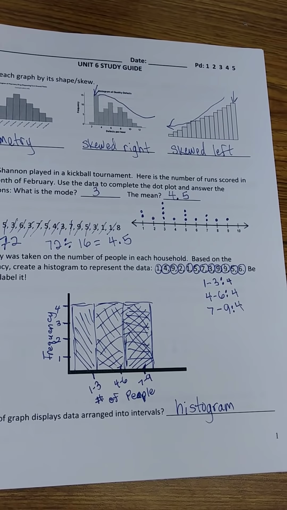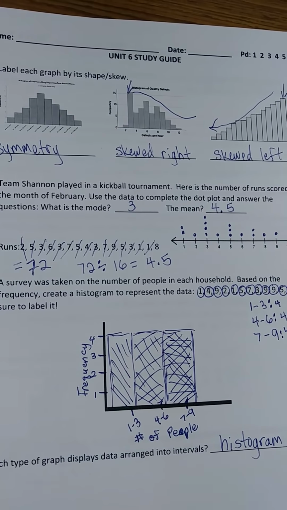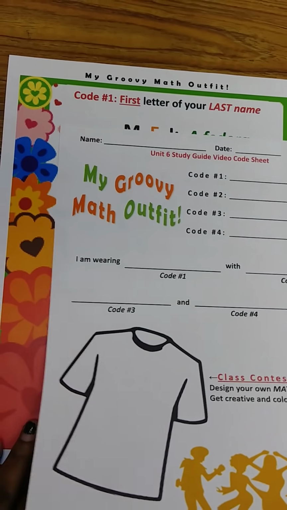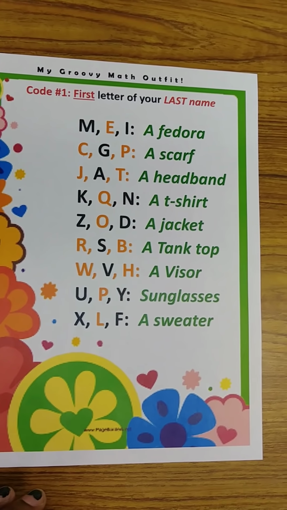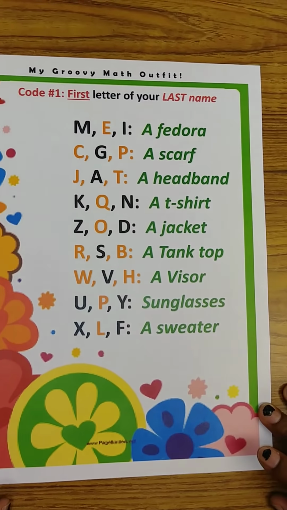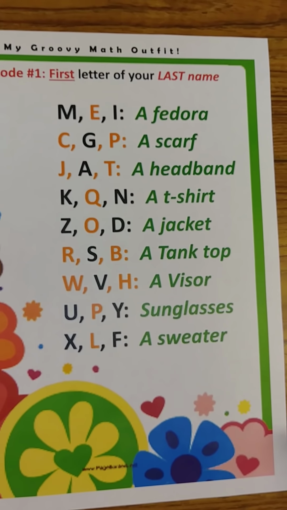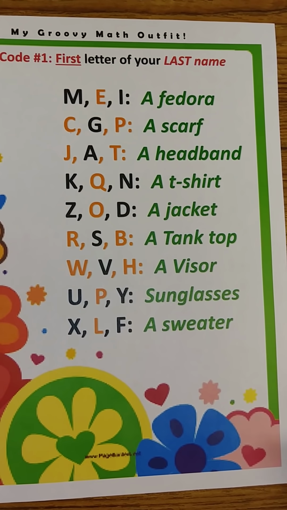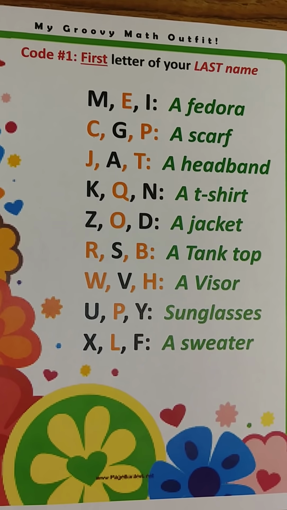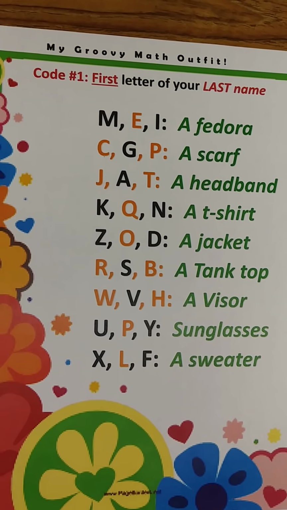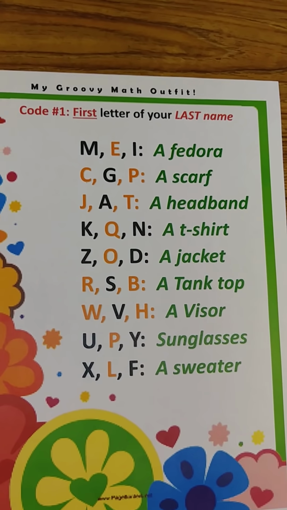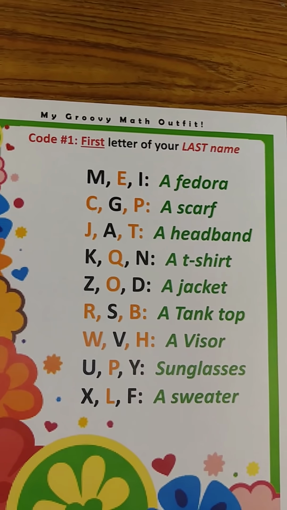All right, kiddo, so it is time for your first code. Woo! Yes. All right. So make sure you get out your code sheets. And the code number 1 is the first letter of your last name. First letter of your last name. So go ahead and take a good look at these. I'm not going to read them out this time. Take a good look. Pause it if you need to. All right. So, Mrs. Traster, Spin Master Traster, what is your code number 1? A headband. Oh, awesome. And my code number 1, first letter of my last name, is P. So P, I have a scarf. Cool, pretty cool.